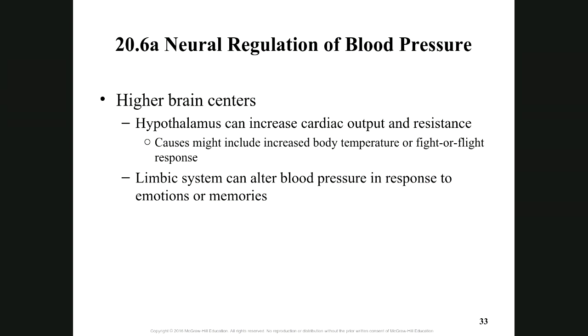And also our limbic system. Your limbic system works with your emotion and memory. When you fall in love, when you are in stress, when you recall some memories, you see that your blood pressure and your heart rate sometimes go up. And this is due to the effect of your limbic system on your blood pressure and your cardiac output.